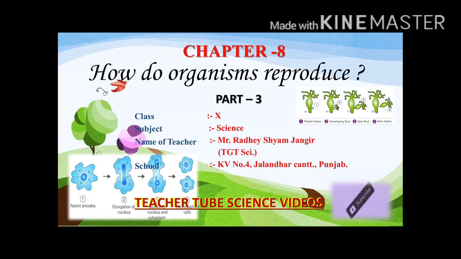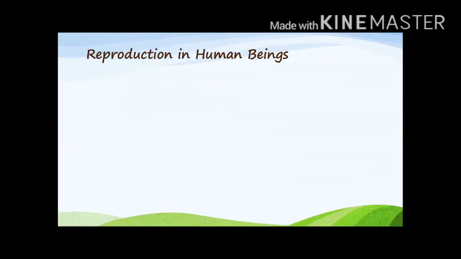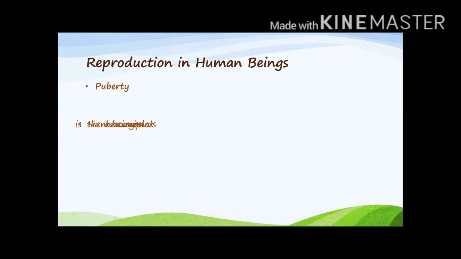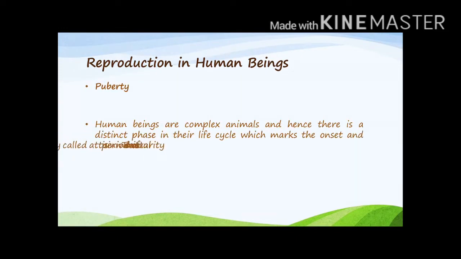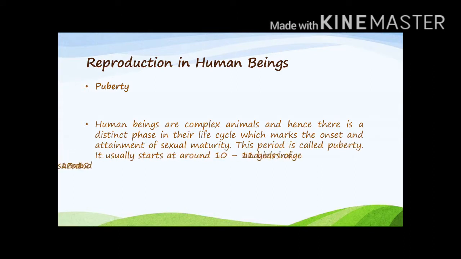Again we are here in part number 3 of chapter number 8, that is, how do organisms reproduce. So in this chapter some more parts are left that we will discuss, and here it is: reproduction in human beings, the part that is left.